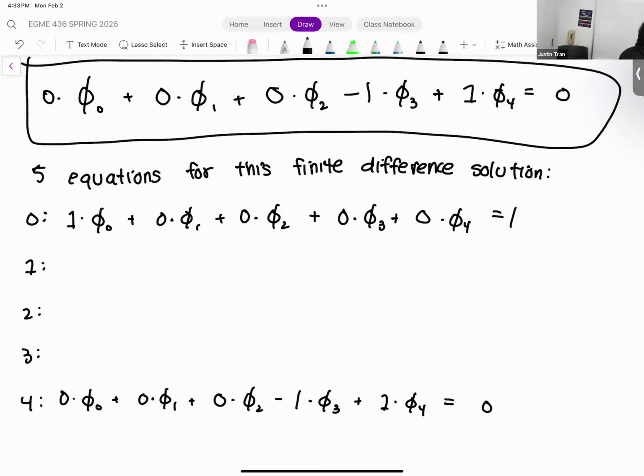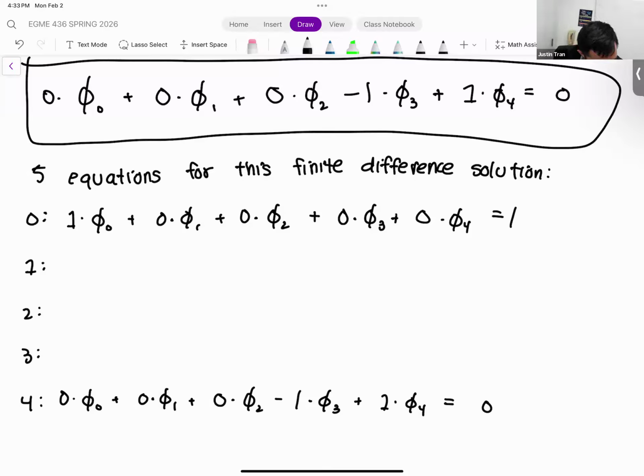You don't always have to write in all the zeros here. I'm just doing it for illustrative purposes right now, because we're going to turn this into matrix form. So when you're doing your homework, feel free to just write phi 0 is equal to 1, or on the last equation, just write phi 4 minus phi 3 is equal to 0. I'm only doing this here to show you where these coefficients come from. And then we have our interior node equations here.